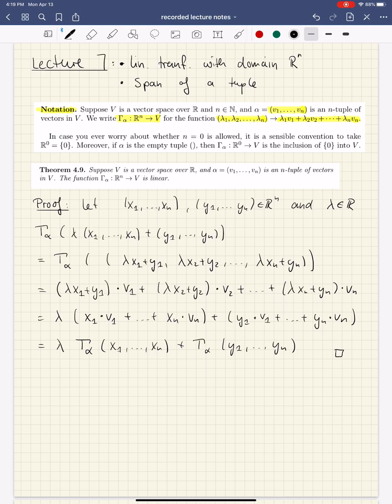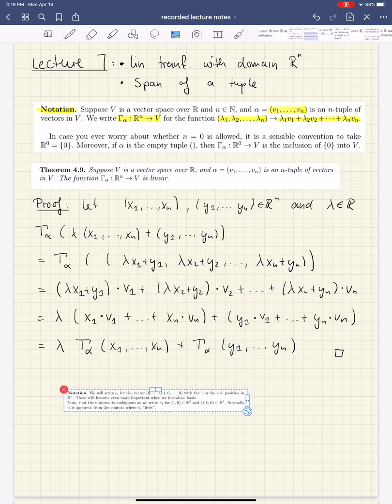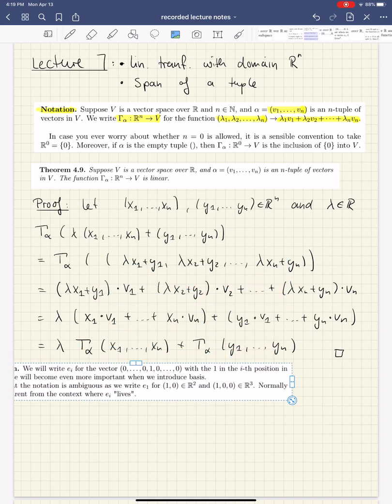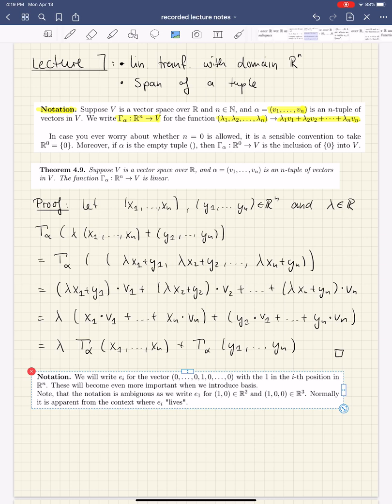But before we do that, we have to introduce some more notation. What we're doing here is introducing certain vectors in Rn, and we're going to call them ei. The ei vector is precisely the vector that has a 1 in the ith position and a 0 everywhere else. And this will become very important when we introduce bases.